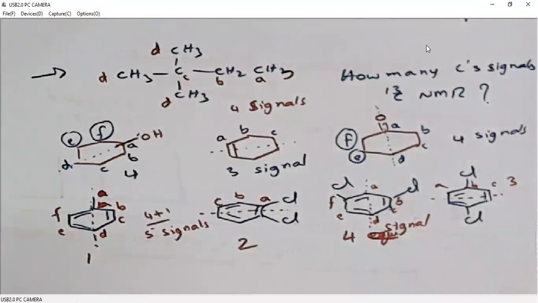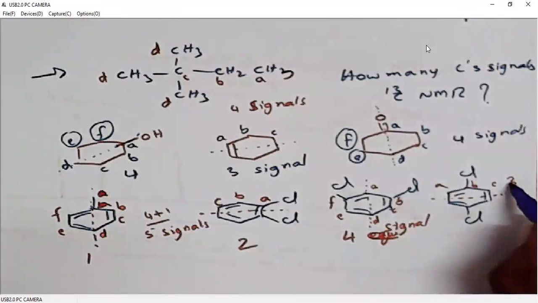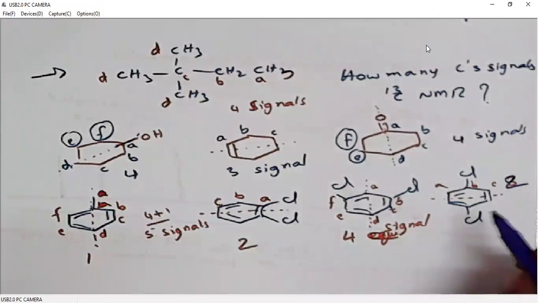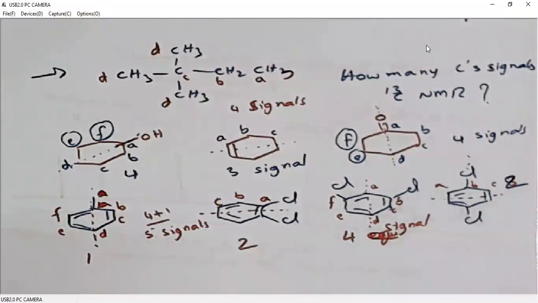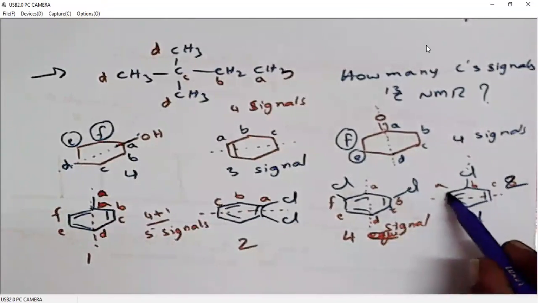Please take a correction. Here both A and C are also chemically equivalent. So we get only 2 signals here. When we take a symmetry axis like this, these 2 are also chemically equivalent. So we get only 2 signals, A and B.